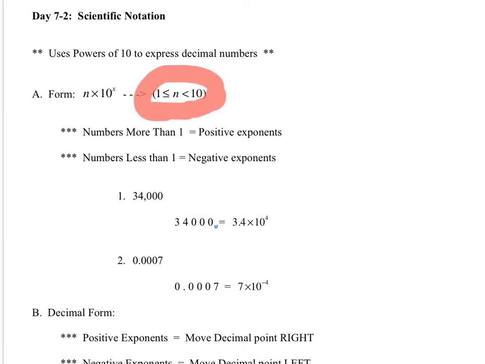So you put it at the end, and then you keep moving it until it fits the criteria of a number greater than or equal to 1, but less than 10. As I move it, I find that putting it right there would be 3.4, which fits the criteria, and it took me 4 moves to get to that position, so therefore it's 3.4 times 10 to the 4th.